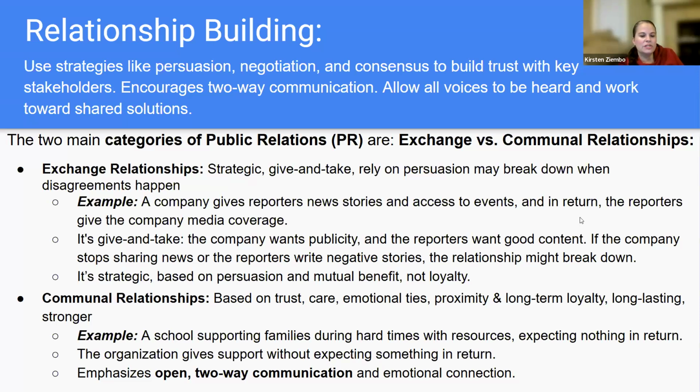And then communal relationships are based on trust, care, emotional ties, proximity, and long-term loyalty. They're long-lasting and stronger. An example would be a school supporting families during hard times with resources, expecting nothing in return. The organization gives support without expecting anything in return, and it emphasizes open two-way communication and emotional connection.